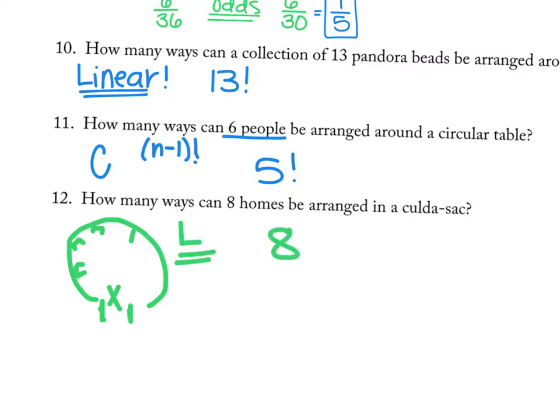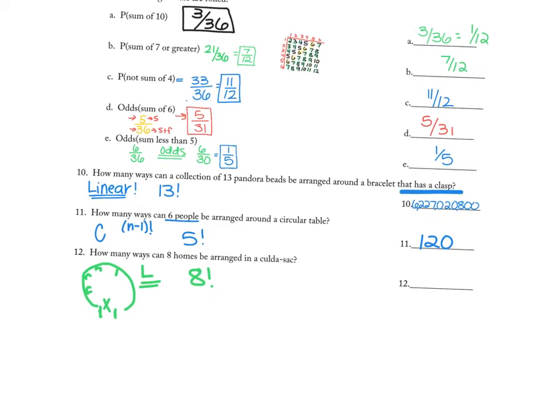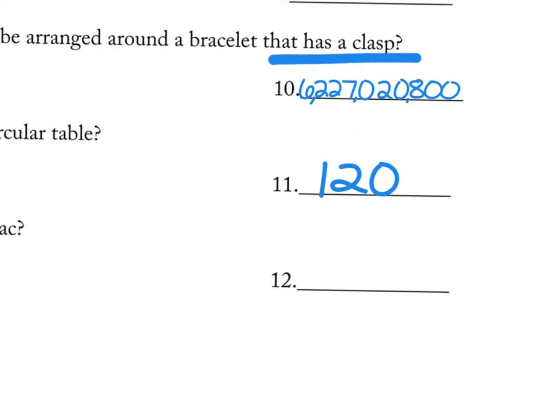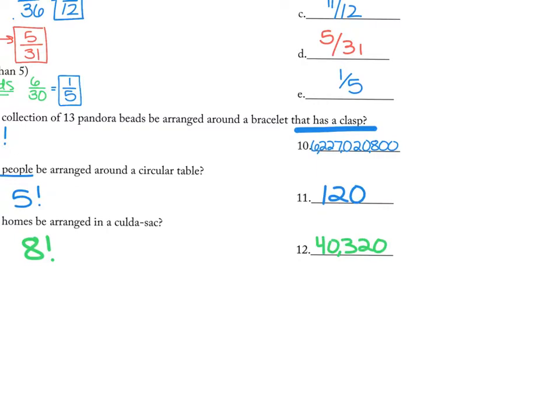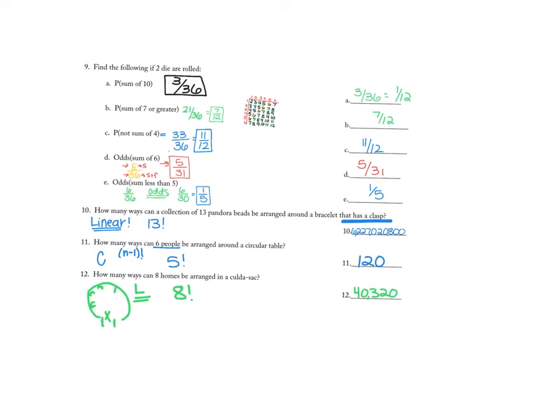And therefore, it's 8 factorial. However, if you went with 7 factorial, I think I'd be lenient on this one. So it's 40320. If you did 7 factorial, it would be 5040. But we're going to go with linear. All right, guys, one more slide. I know this is a lot, but I hope it helps.